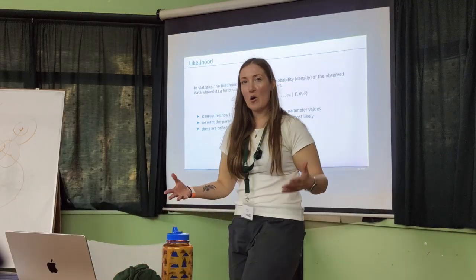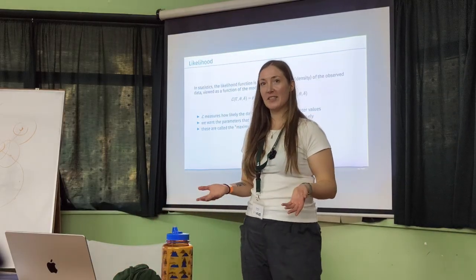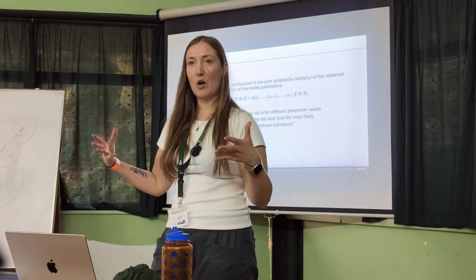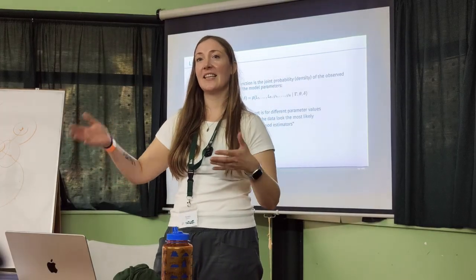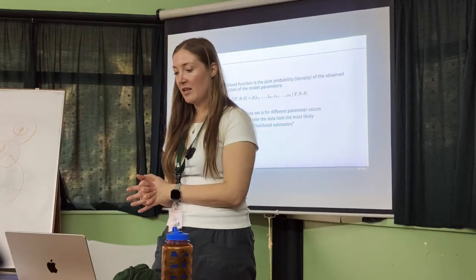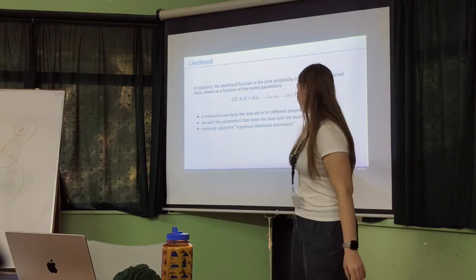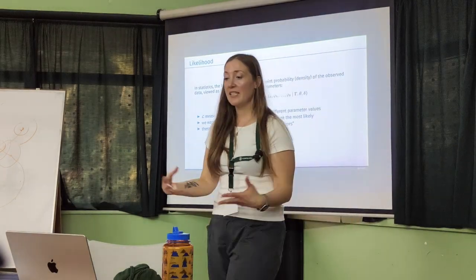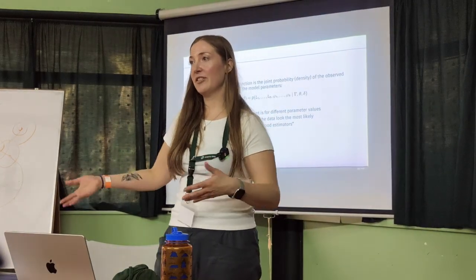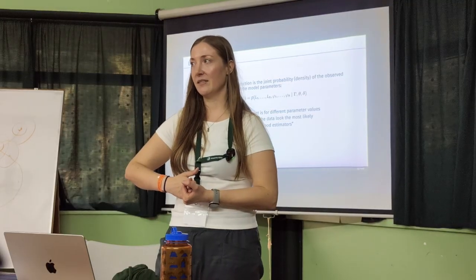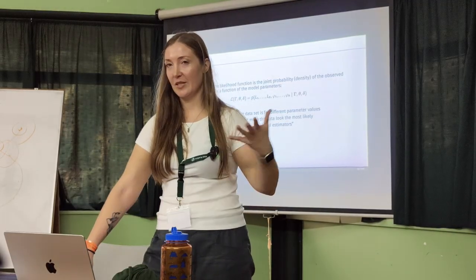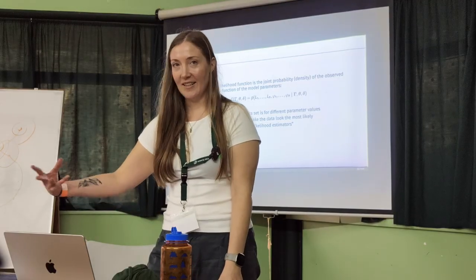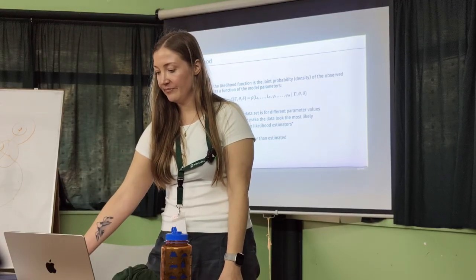I'm not sure how familiar you are with the concept of a likelihood function. It's basically a joint probability of the data given the parameter values. So it's the likelihood of the parameters, or the probability of the data, sorry, given these parameters. And basically what we want to do is find the set of parameters that maximizes the likelihood of the data. And these are the maximum likelihood estimators. You don't really need to understand the details of this.